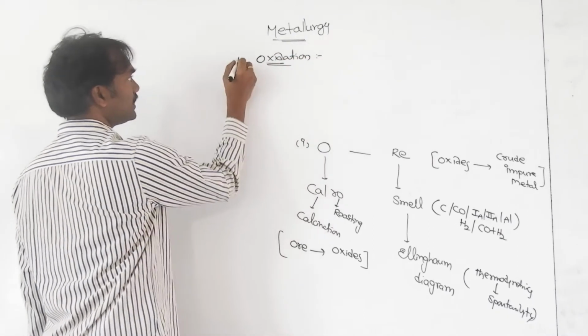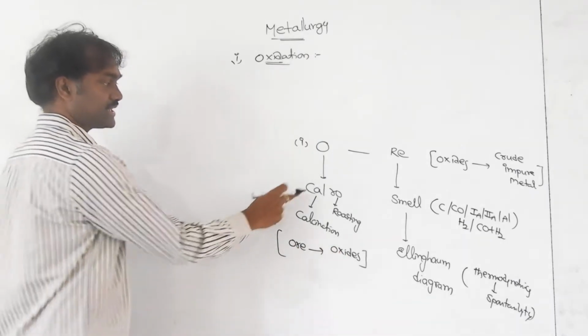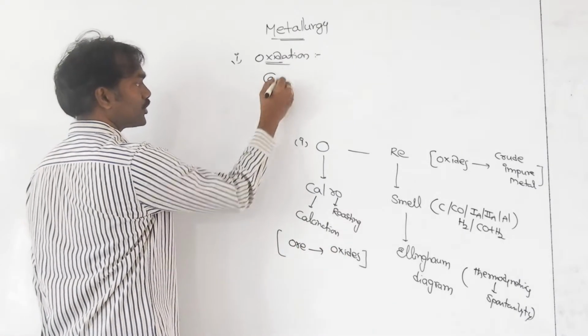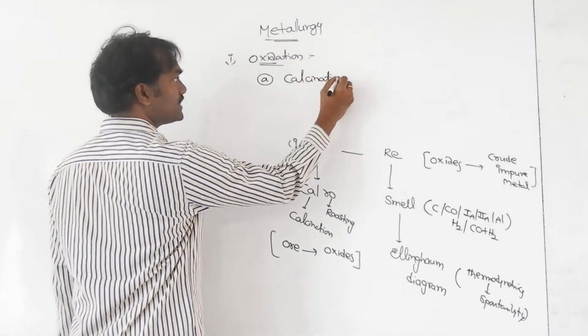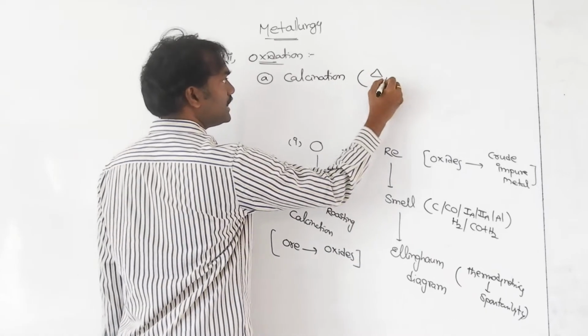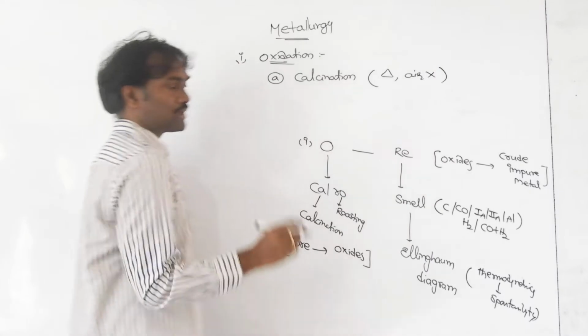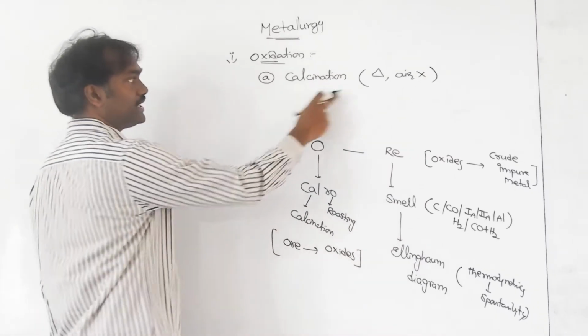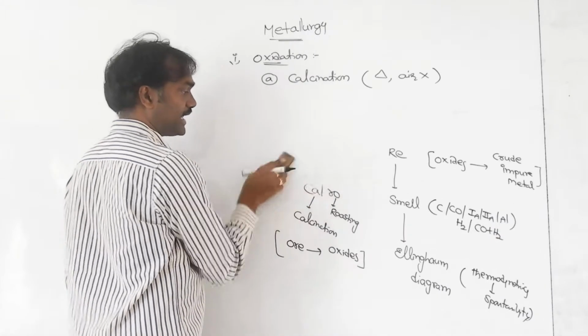Already we discussed what happens in oxidation: the ore is converted into oxides. Here two processes are there. One is calcination. What is the meaning of calcination? Heating the compound without air, otherwise with a little amount of oxygen. That is called calcination. So what happens in the calcination?